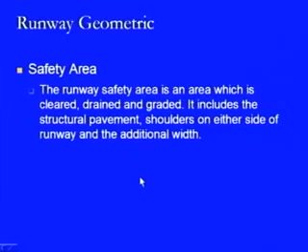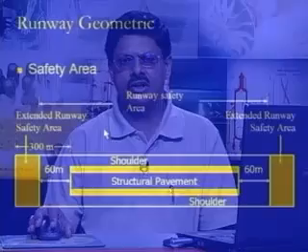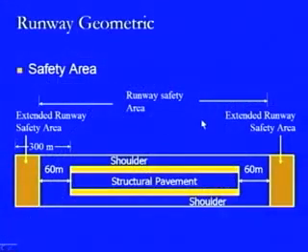Now, we come to the safety area. This safety area is an area which is cleared, drained and graded. It includes the structural pavement shoulders on either side of the runway and the additional width to be provided for the safety of the movement of the aircrafts. In this diagram, we are looking at the safety area.